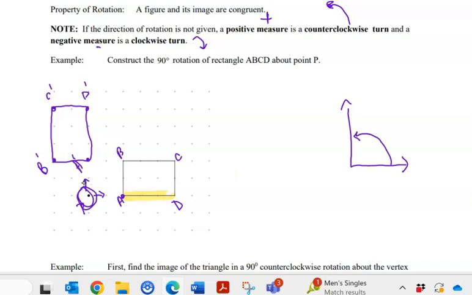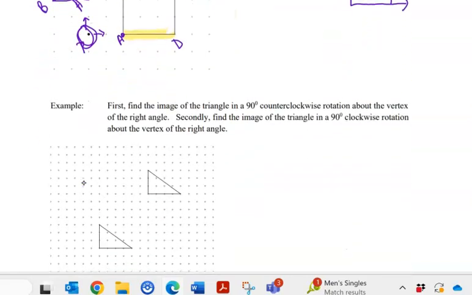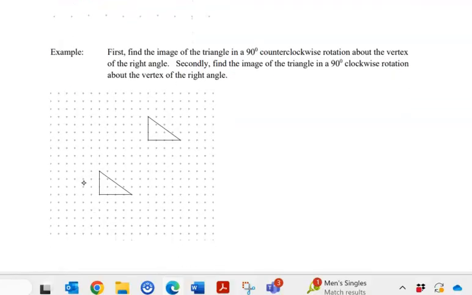So these really are not hard at all, but some people at the beginning can have a little bit of a hard time seeing them. Now the next thing we're going to do is 2 rotations. First, we're going to find the image of the triangle in a 90-degree counterclockwise rotation about the vertex of the right angle. Then secondly, we're going to find the image of the triangle in a 90 degrees clockwise rotation about the vertex of the right angle.